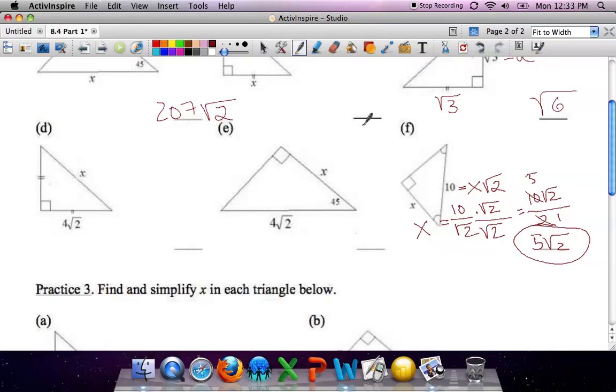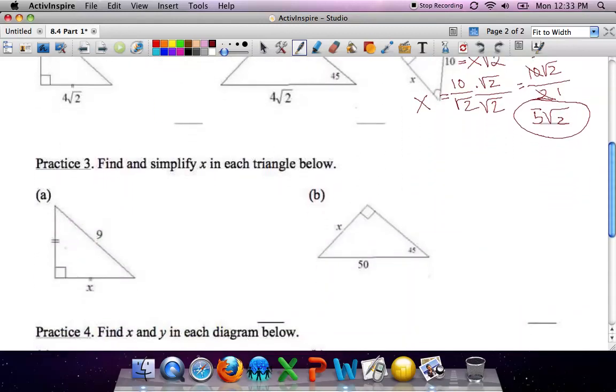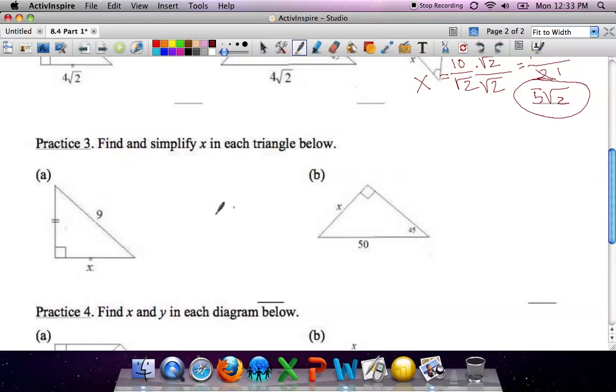Again, I'd like you to fill in letter B, letter D, and letter E for some practice at home. 3A is similar to what we just did, and 3B is similar to what we just did, so you can do these. Actually, I'll give you the answer to 3B. It's 25 root 2, but I do want you to go ahead and go back and figure out why it's 25 root 2. Okay?